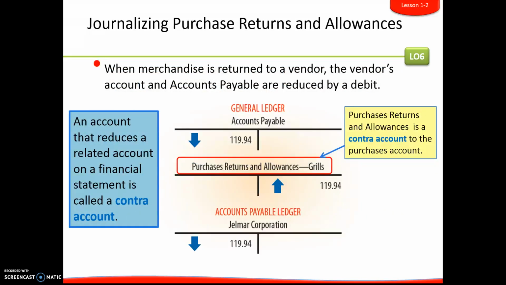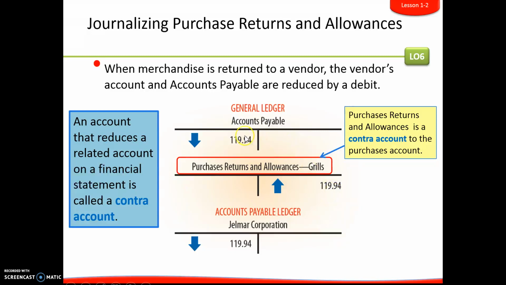Now remember, when we make purchases, there is always the opportunity for us to return the merchandise for any reason. Maybe we bought too many, maybe it wasn't up to snuff, whatever it happens to be. But when merchandise is returned to a vendor, remember that the vendor's account and the accounts payable are reduced by a debit. So don't forget that purchase returns and allowances is a contra account. A contra account, remember, is an account that reduces the related account on a financial statement. And the reason we keep that separate is so that we have a separate account to let us know how much merchandise we've actually returned over the course of a fiscal period.